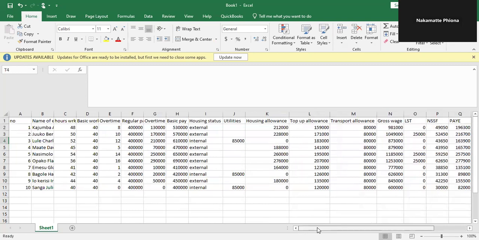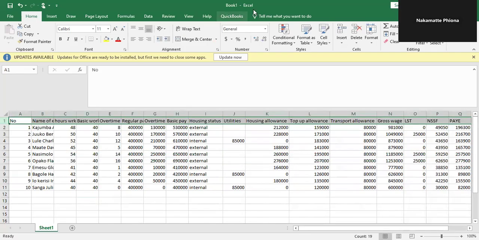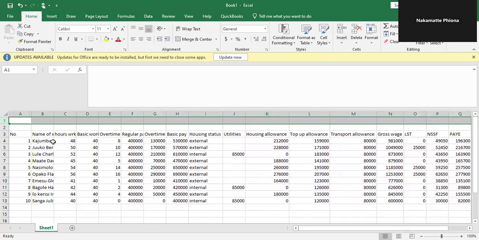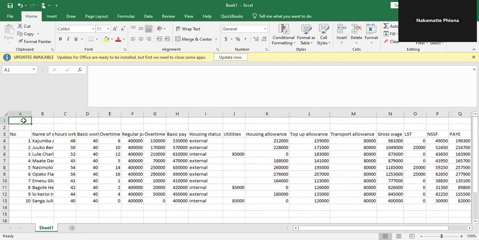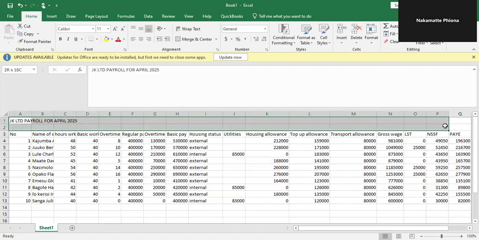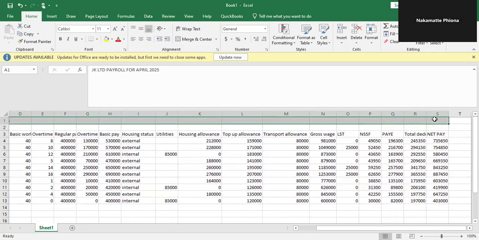Here is the payroll for JK Limited. That is called JK Limited payroll for April 2025. Payroll.